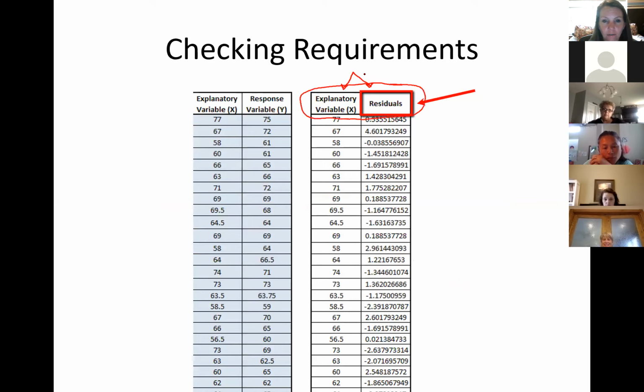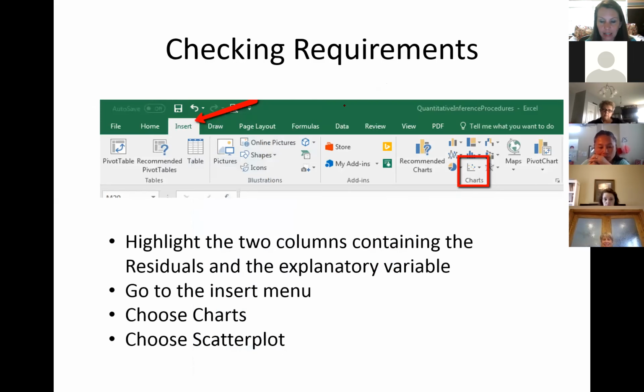Just make sure you don't get confused between whether you do the plot with the X variable or the Y variable. If you forget, look back at the Excel sheet and see which one they're putting together with the residuals here, which is the X variable. So then in Excel, you can just go to Insert and then choose Charts here, and you're going to choose a scatter plot in the charts.